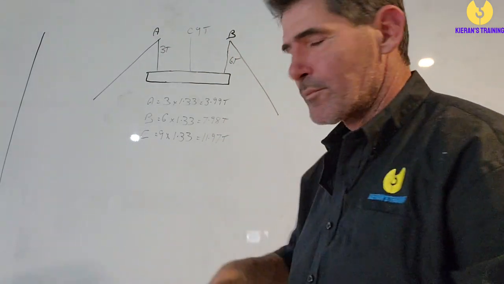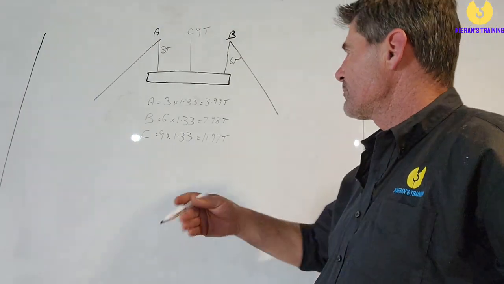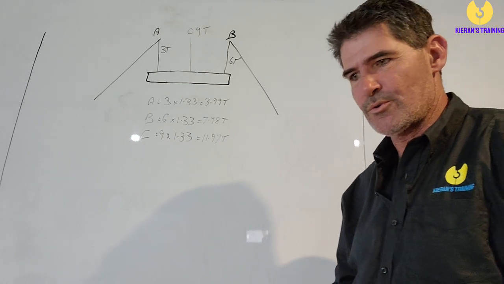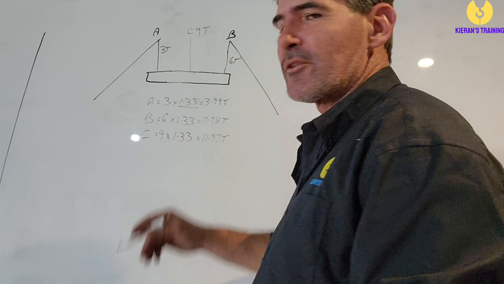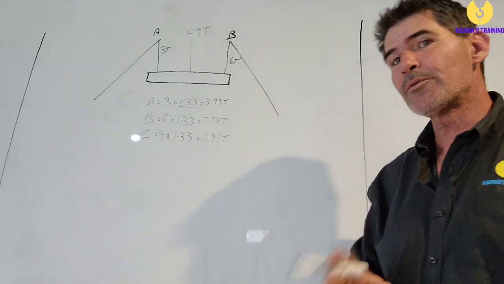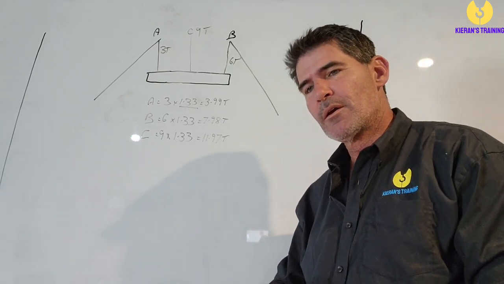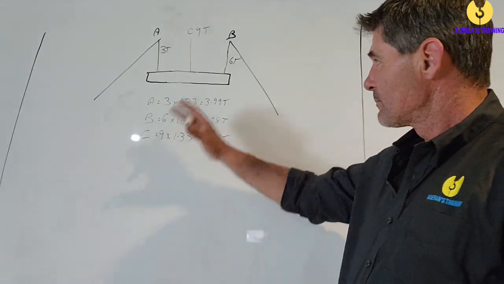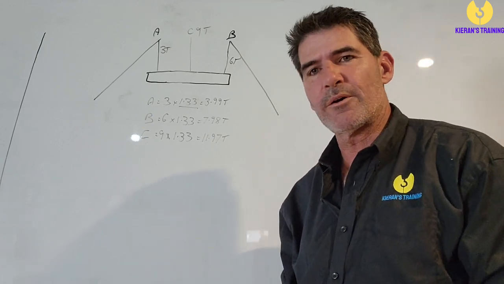So if there's only 2 cranes, we allow 20%. How do we get that? We just multiply whatever figure we have by 1.2. Now 3 cranes, 1.33, because for 3 cranes we allow 33%. Now if we have 4 or more cranes doing the lift, then we've got to allow 50% loading. Same process, except instead of 1.33 we use 1.5.